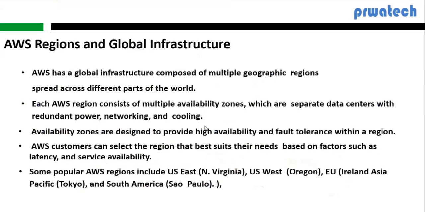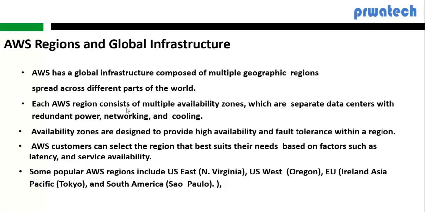And next we will see AWS regions and global infrastructure. And here on the first point, you can see AWS has a global infrastructure composed of multiple geographical regions spread across different parts of the world. It means AWS has data centers everywhere in the world. For example, we will call Mumbai a region, and Delhi a region, and Virginia a region. We'll call them regions. And those regions will be available across the world.